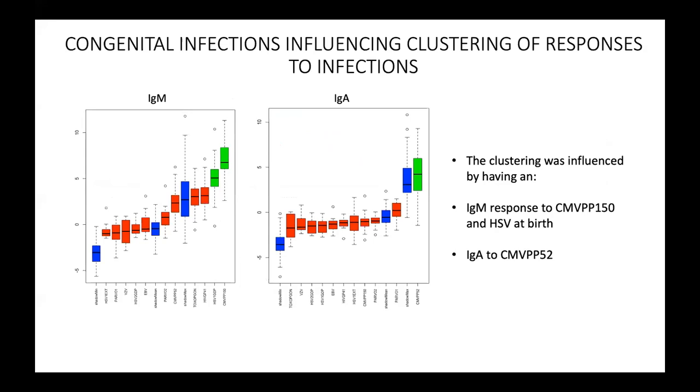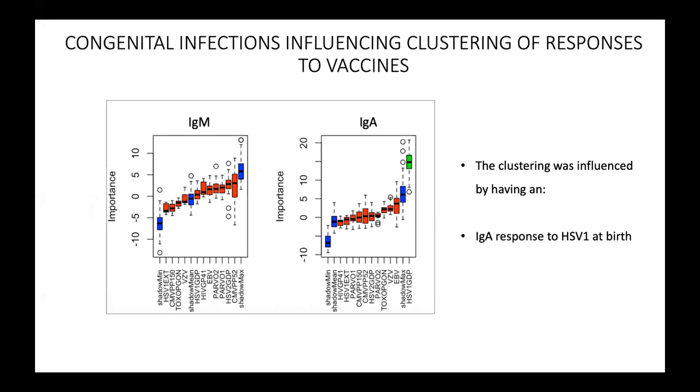So here, in terms of clustering of responses to common infections, we found that being exposed to CMV or HSV, as we see from here on this graph, CMV or HSV, or this other CMV, having a response to these antigens, meaning exposure, drove the clustering to appear the way it did, meaning HSV and CMV could be associated with hyper-responsiveness in terms of these clusters that we observed. And then for vaccine responses, we observed that only HSV had the influence.